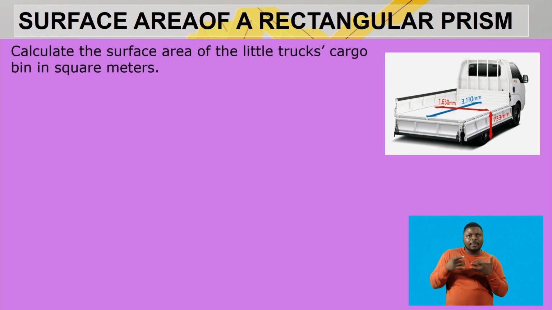Okay, let's quickly calculate the surface area. Now, you can see on this picture that they gave us the length as 3,110 millimeters. There's a comma. Now, the comma is because it's a 1,000 separator. So don't go and make a mistake and say it's 3,11. Otherwise, you will be working with a model and not the actual vehicle.